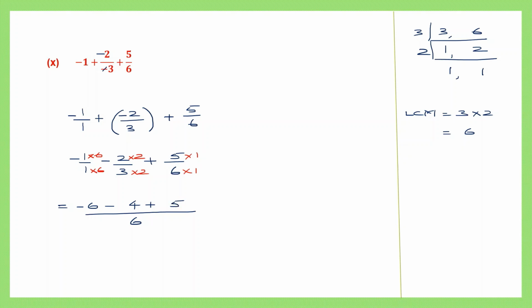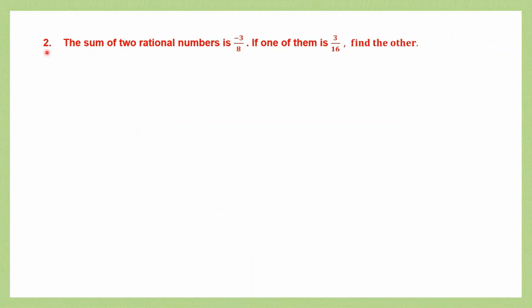Add up the numbers which have the same sign, that is minus 6 and minus 4. So when you add it up, the sign will be the same. Add 6 plus 4 becomes 10, plus 5. And the denominator is 6. Now minus 10 plus 5, the signs are different. Let's put the sign of the bigger number and subtract. 10 minus 5 is 5 and the denominator is 6. So our final answer here is minus 5 by 6.